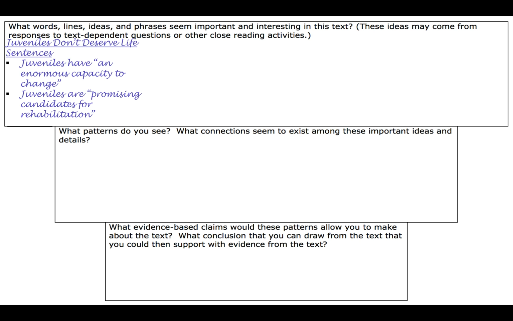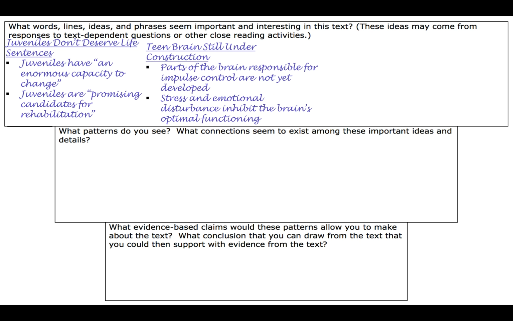So we have 3 sources here. Let's start with this one. The first one is called Juveniles Don't Deserve Life Sentences. And in this article, it says that juveniles have an enormous capacity to change. It also says that juveniles are promising candidates for rehabilitation.